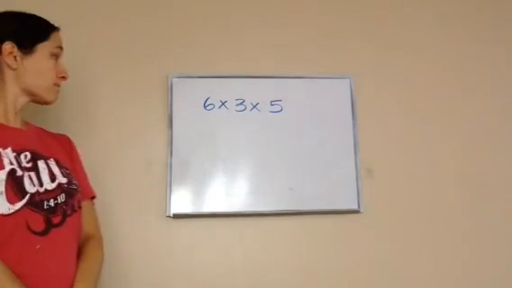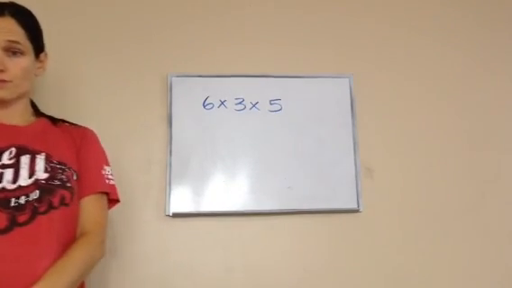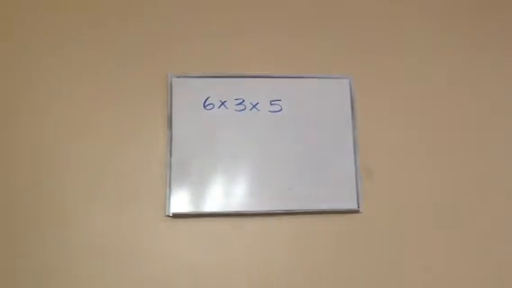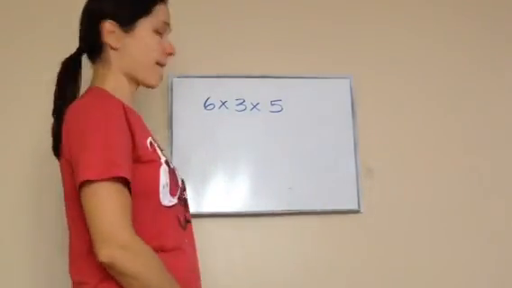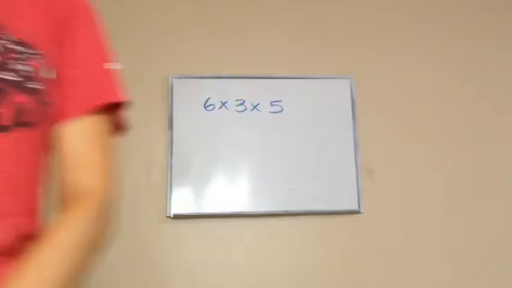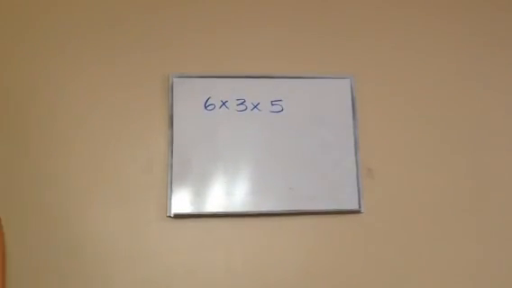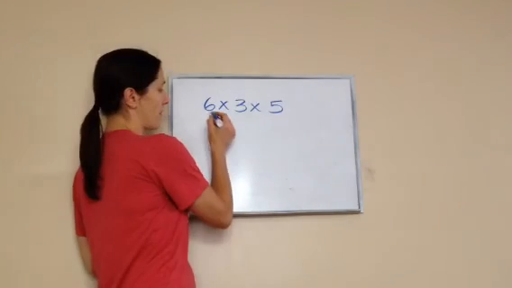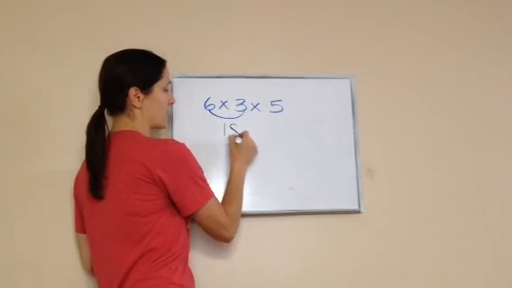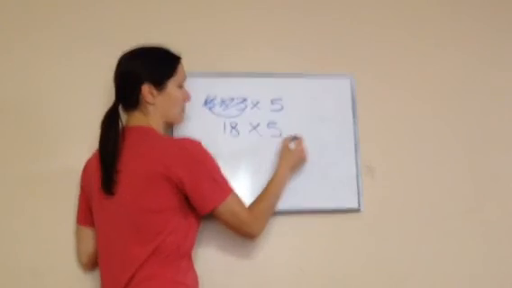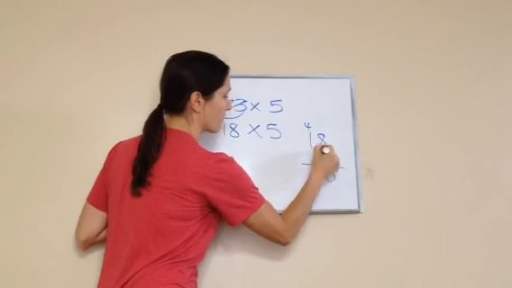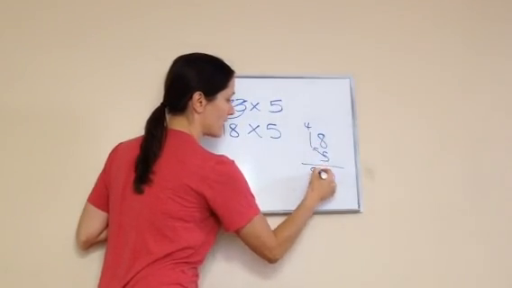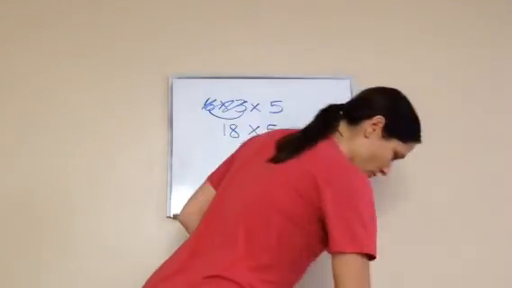Yep, doing perfect. Perfect. He got 90. Let's see if he was right. He chose to do 6 times 3, which was 18. And then 18 times 5. Let's see if we get it right. 8 times 5 is 40. Carry the 4. 5 times 1 is 5, plus 4 more is 9. Very good. Excellent job. The answer would be 90.